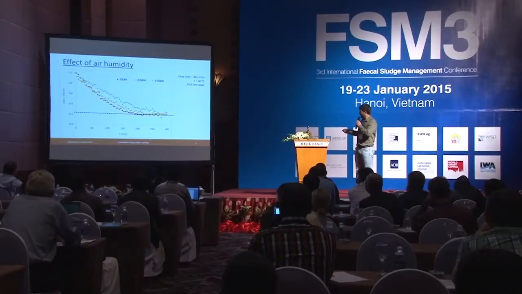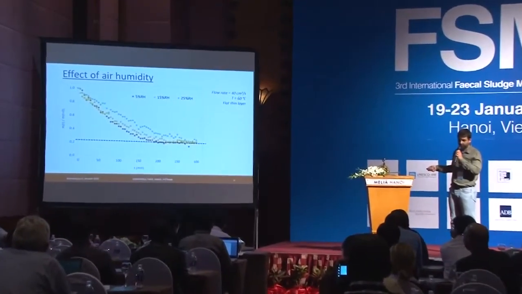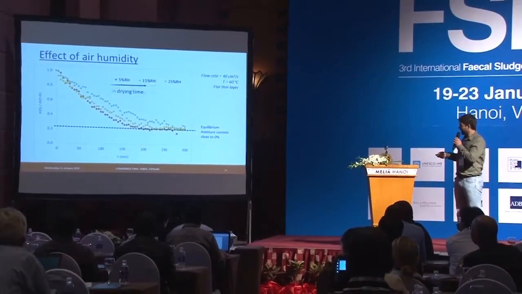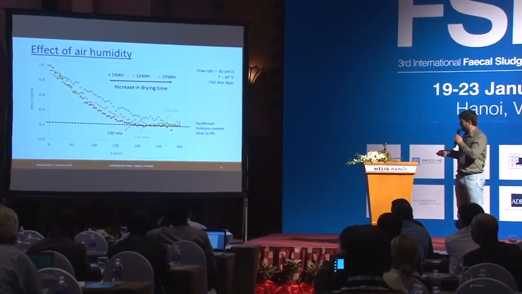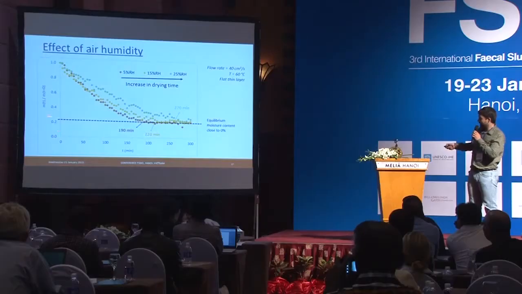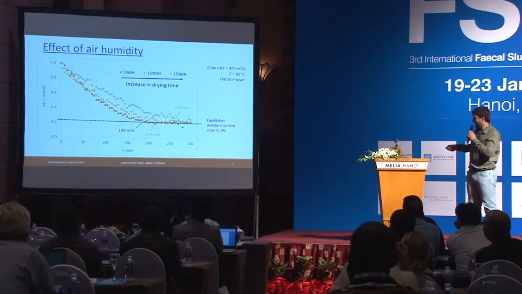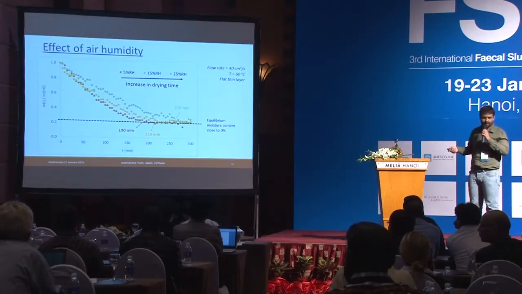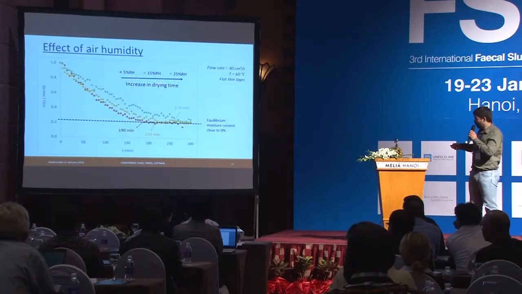And now we are going to see similar results, but this time we are going to vary the air humidity at constant flow rate and constant temperature for the flat thin layers. And we can see that when we increase the relative humidity, we are increasing the drying time. And here we can see that the equilibrium moisture content is reached, for the different relative humidities, when the sample is completely dry. There is no more humidity.